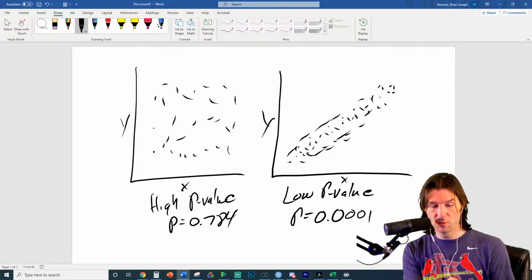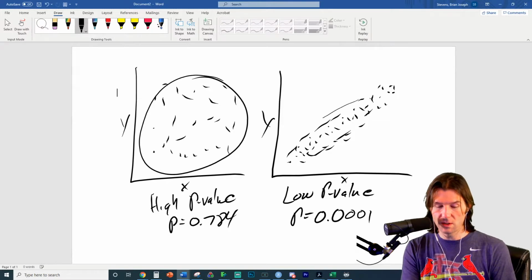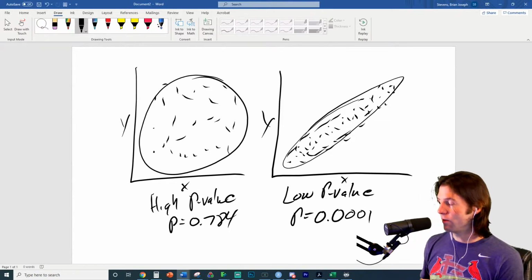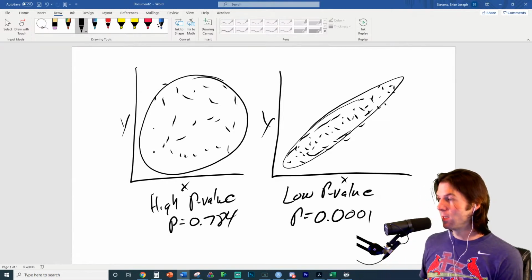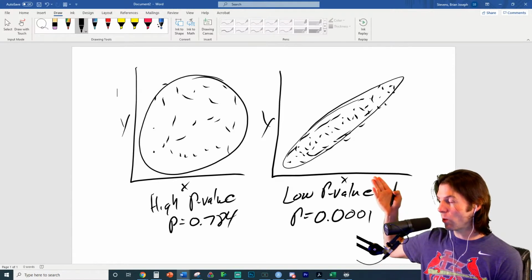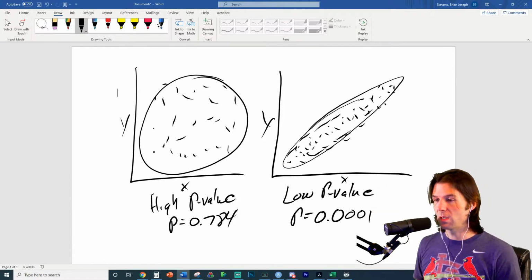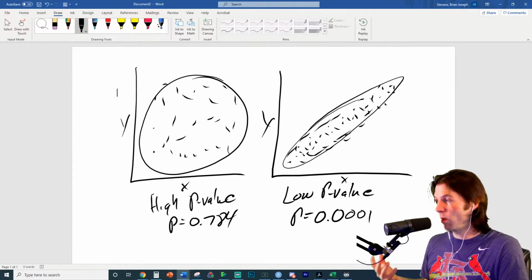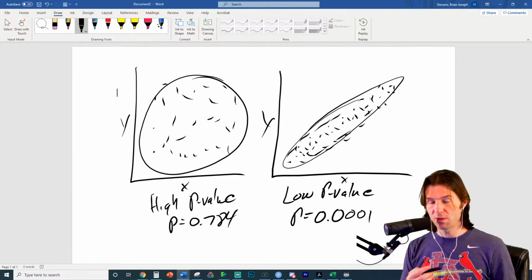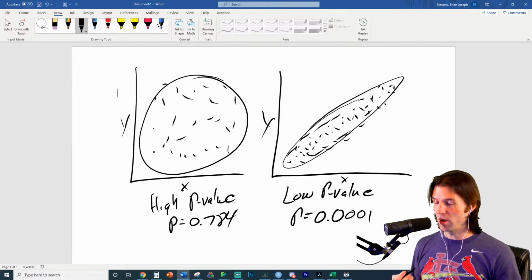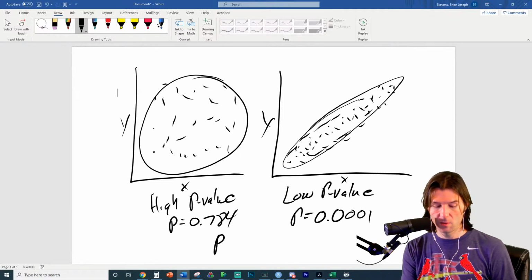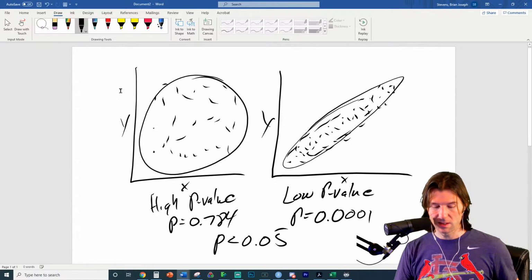And if you look at it, if you were to draw around it, it has a correlation close to 0, and this one has one closer to 1, if you do the trick of doing the ellipse around it. So we can see that stronger correlations are generally more significant. And what does more significant mean? Lower p-value. When is a p-value statistically significant? When it's less than 0.05. So p-value less than 0.05 equals statistically significant.